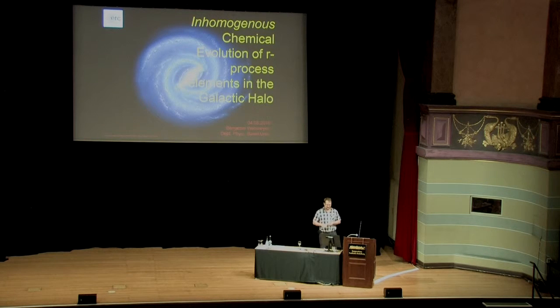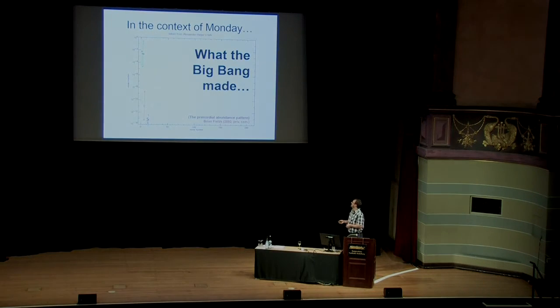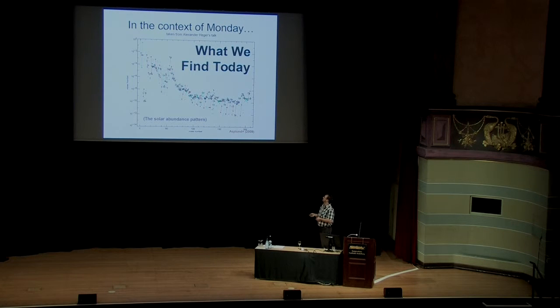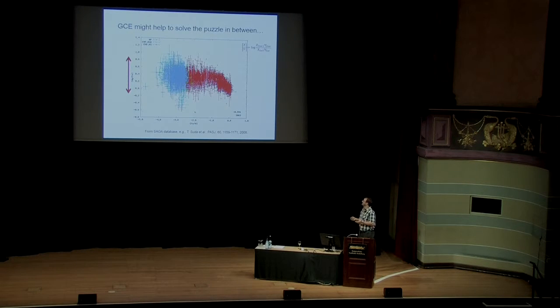But when I checked the slides of Monday, I saw two very nice slides, and I asked Alexander Heger whether I could also show them today. And he showed these two slides. So the first one was what the Big Bang made, the primordial nucleosynthesis abundance patterns, and what we find today, so the solar abundance pattern. And the interesting question is, what happened in between? And my field, galactic chemical evolution, might help to solve the puzzle, what happened in between.